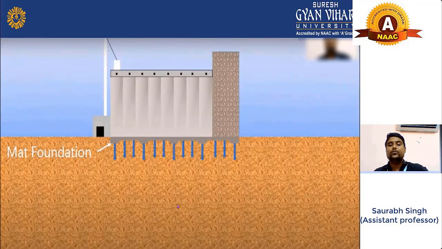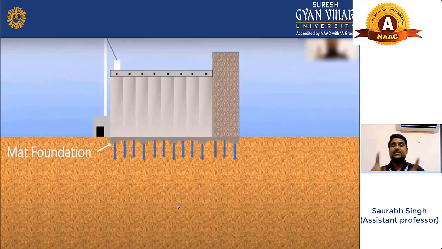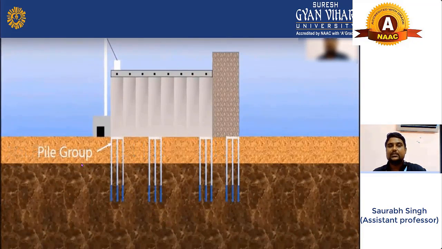As we all know, pressure is equal to load upon area, and pressure is inversely proportional to area. If area is increased, pressure will be decreased. And this phenomenon works in the mat foundation, as you can see in this video. This is also your solution, the solution of mat footing. The second one is the solution of pile group, the pile footing, you can call it pile foundation.